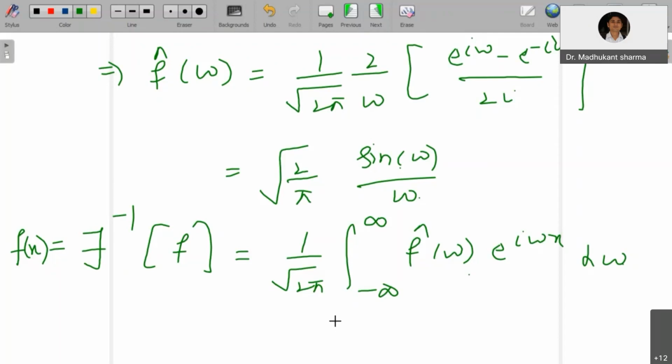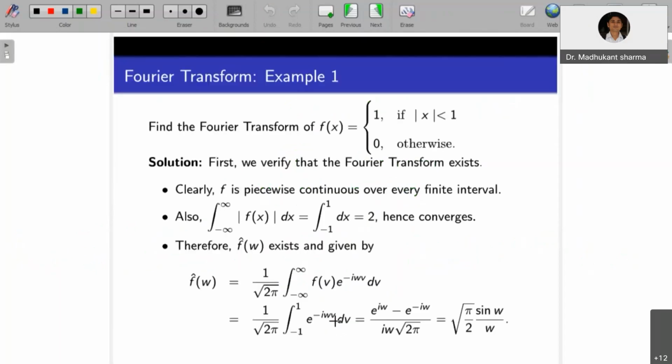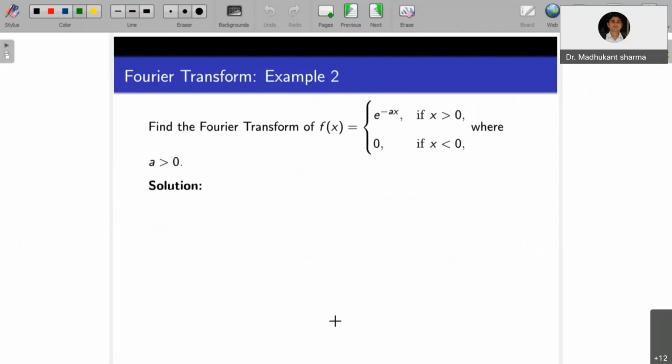Okay, right. So I have discussed this thing, right? Yeah. So now you can also identify the Fourier transform of the following function.